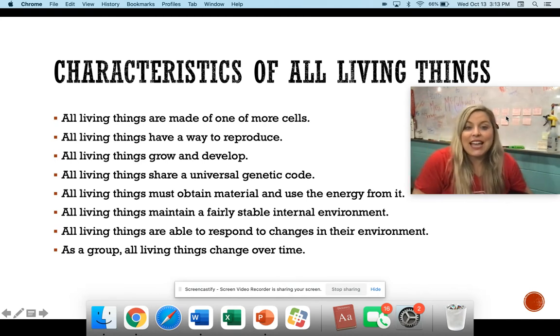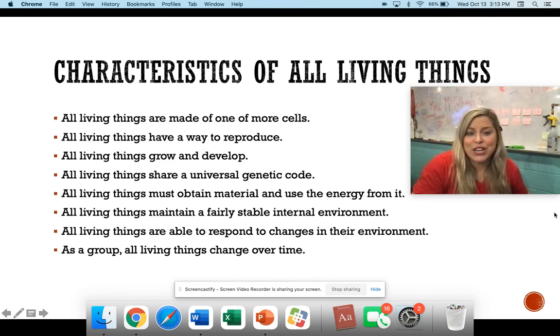All living things have a way to reproduce. So in some form or fashion, reproduction can occur. All living things grow and develop. So think about us. We are living, we grow, and we develop. Even single-celled organisms have a way to grow and develop as well.